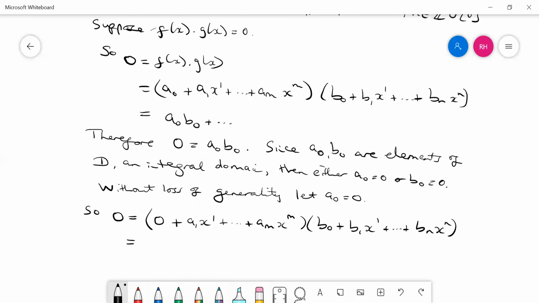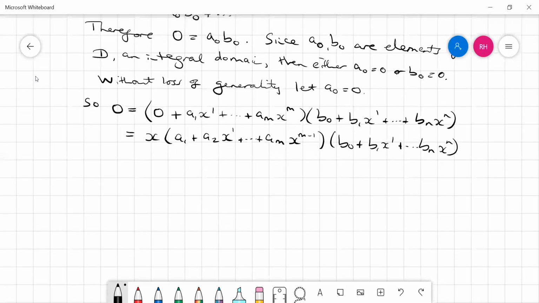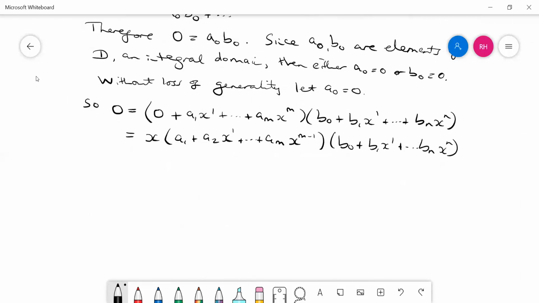Okay, so this bit here, the 0 drops out, and these are all divisible by x. So what I could do is write x times a1 plus a2 x plus up to am. Now I've divided this by x, so I'll get x to the m minus 1 times b0. Okay. Now I can divide both sides by x.